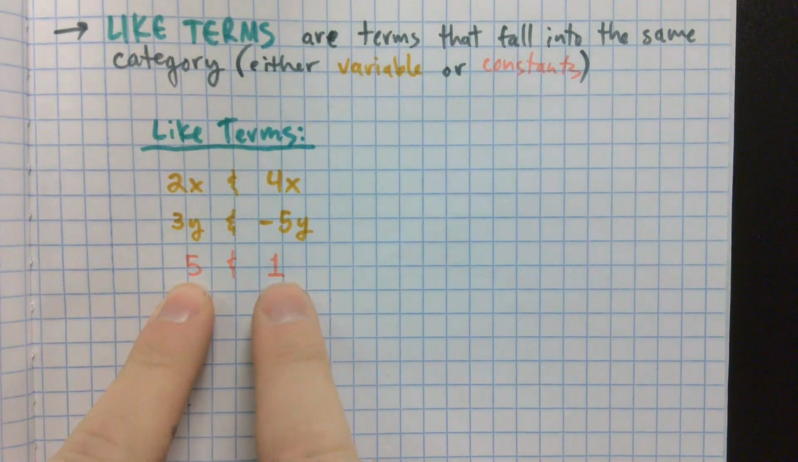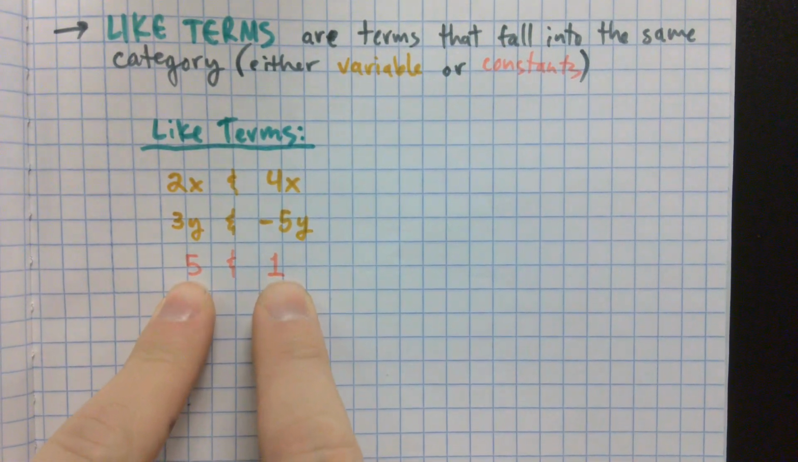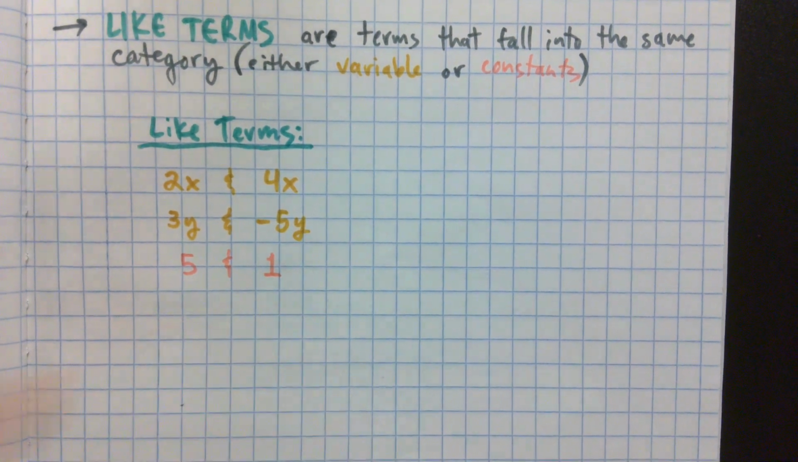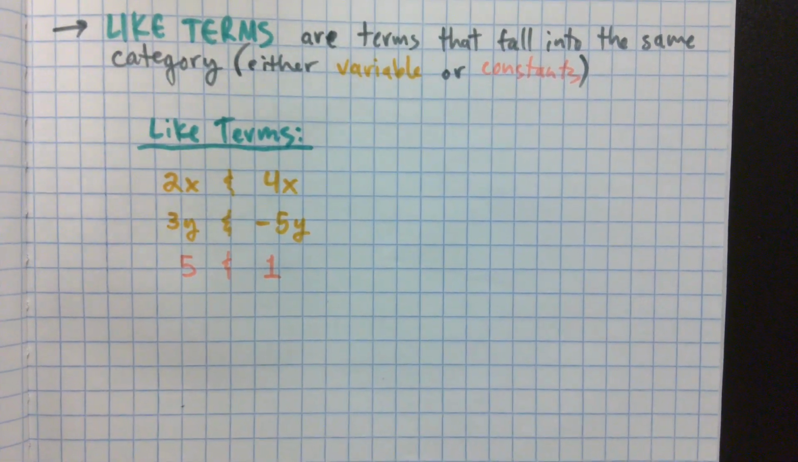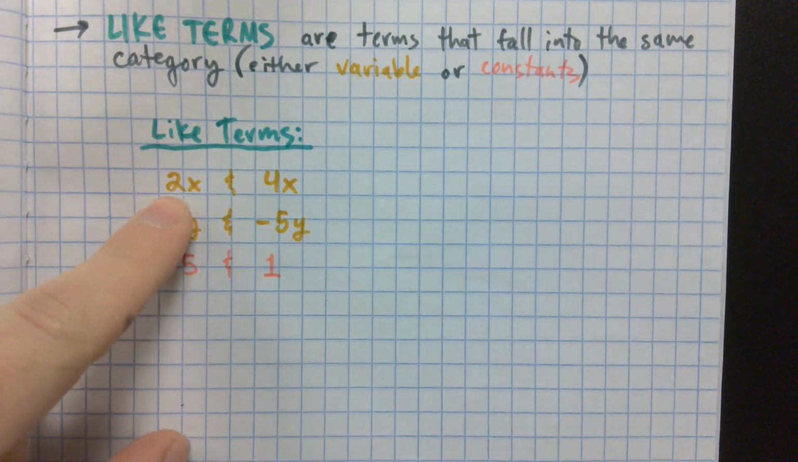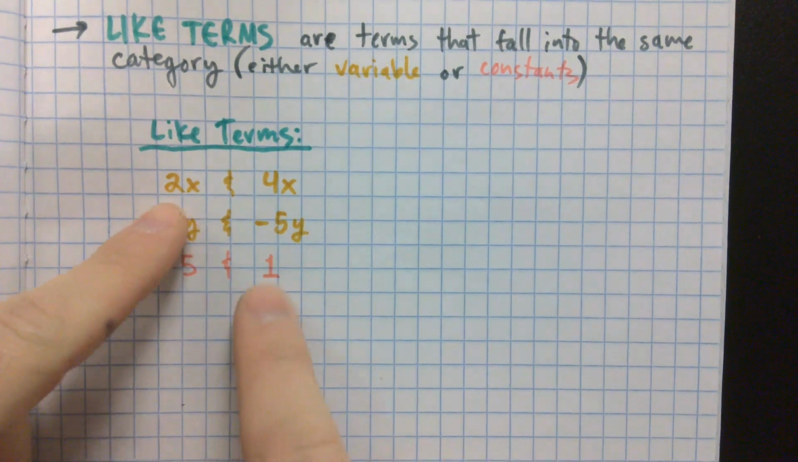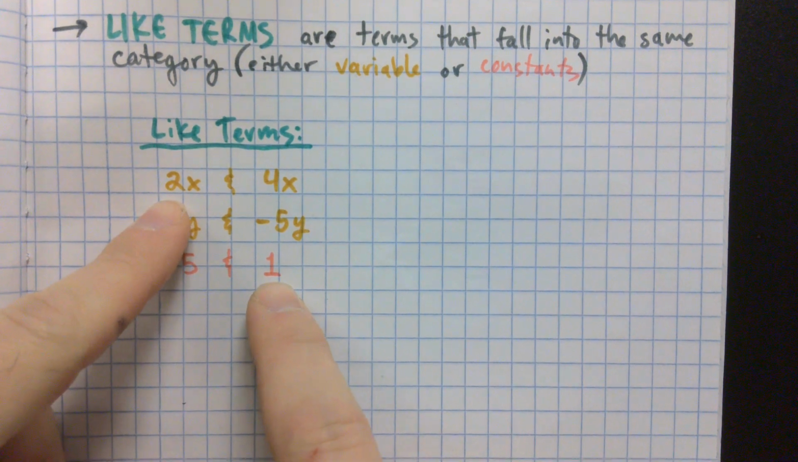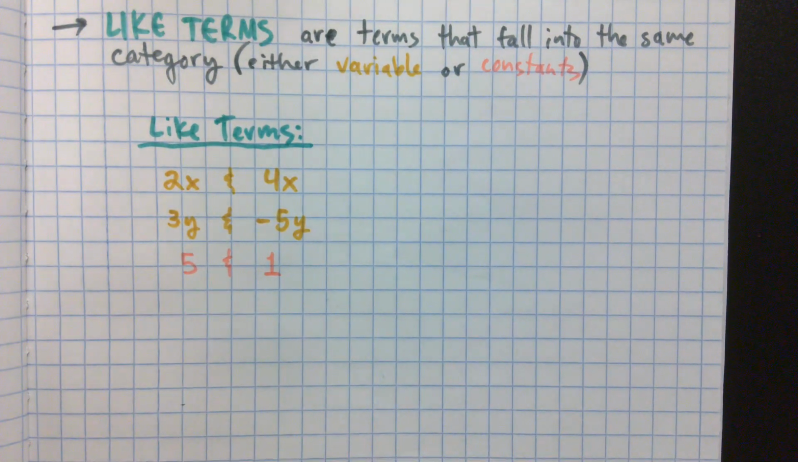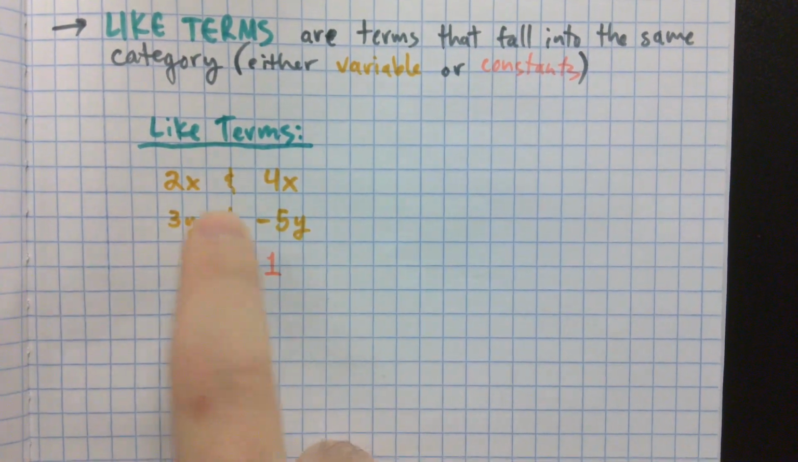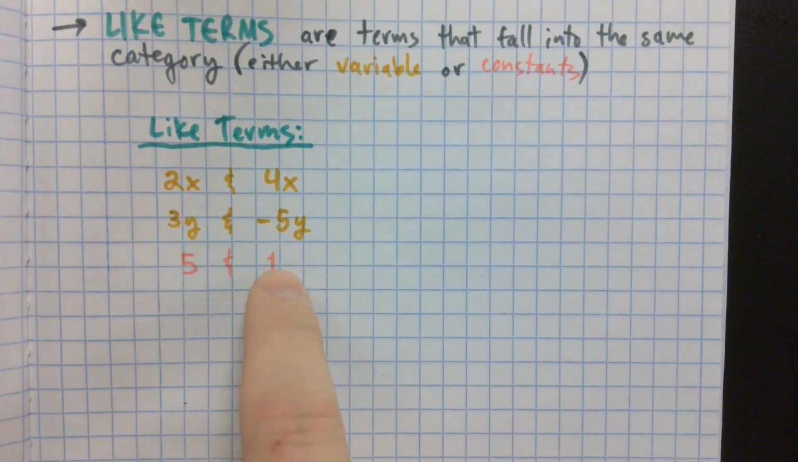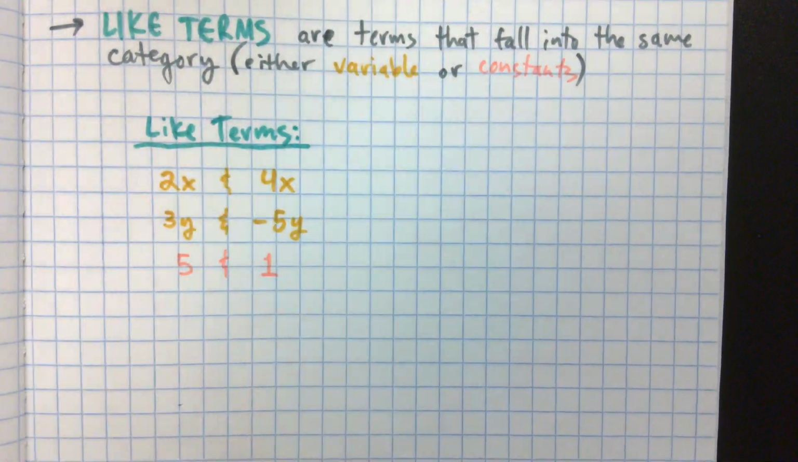What happens if we combine 5 plus 1? What do we get? 6, thank you. 5 plus 1 gives me 6. What do we get if we do 2x plus 1? Does it make anything? No, we can't add 2x plus 1, right? Those cannot be combined because they're not the same category. One of them is a variable term, one of them is a constant term.